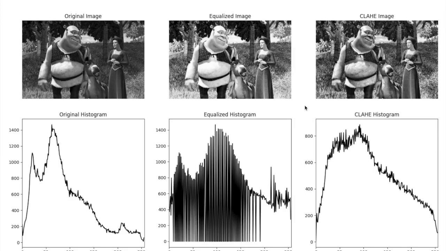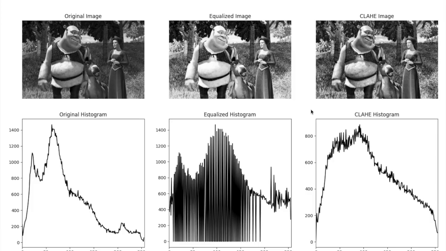With CLAHE, the image also improves in contrast, but in a more balanced way. Local details in areas such as the background and the characters become more visible without making the image look too harsh. The CLAHE histogram appears smoother, which reflects a more localized enhancement process. So this first program demonstrates how histogram-based methods can improve image contrast and also shows the difference between global enhancement and local enhancement. Now Oscar will explain the second program and its results.